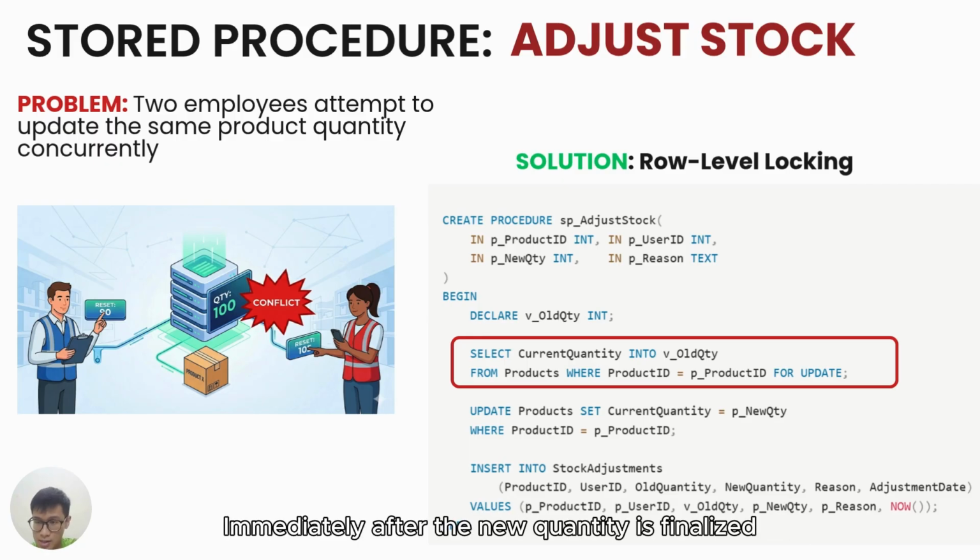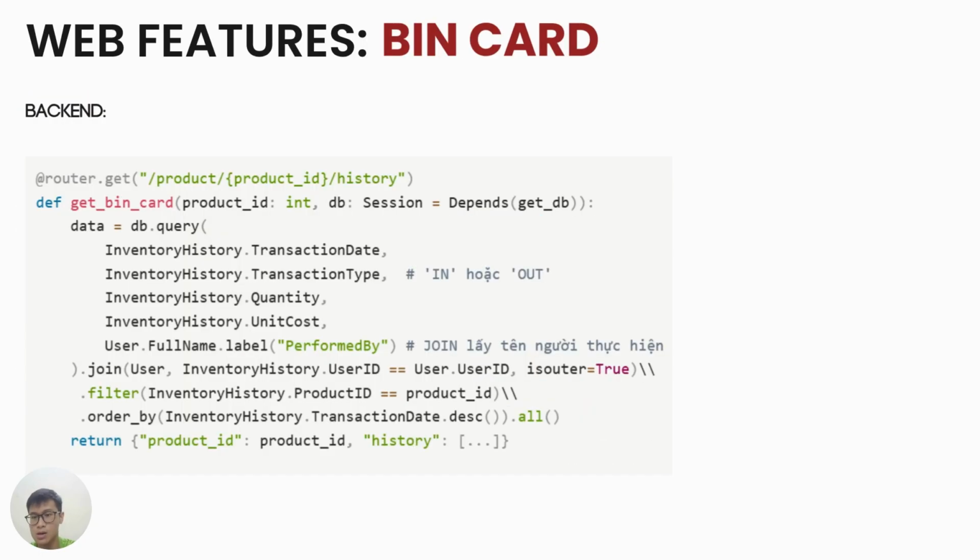And immediately after the new quantity is finalized, the procedure automatically runs an insert command to save the entire audit trail, including the old quantity, the new quantity, and the reason, ensuring absolute transparency.